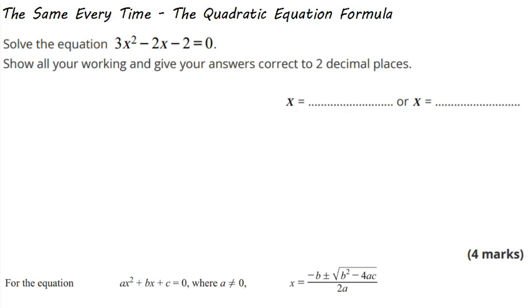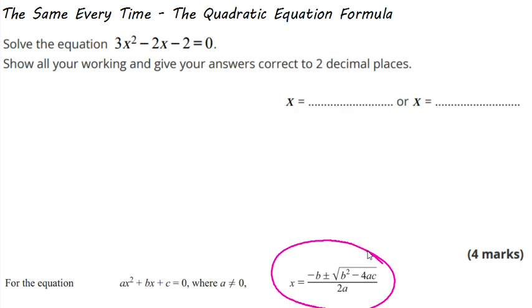Solve this equation, 3x squared minus 2x minus 2 equals 0. Well, we know it's a quadratic equation because it has to look like something x squared, something x, some number, equals 0. And the big clue that we are expected to use the quadratic equation formula is that they say show all your working and give your answers correct to 2 decimal places. Down at the bottom of the screen, I've got the quadratic equation formula here, which is given to me on the formula page of my exam.